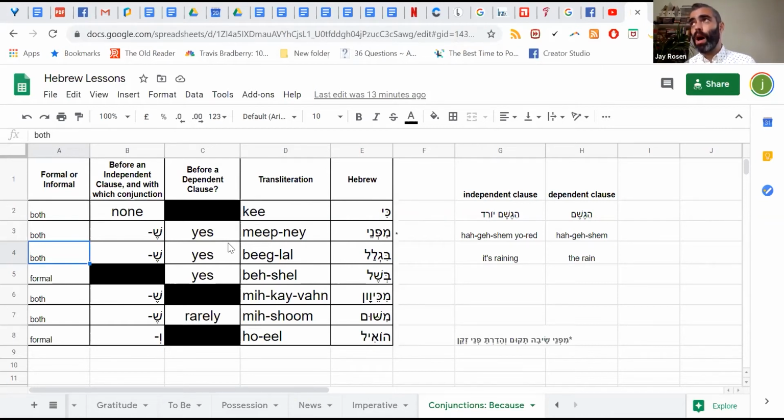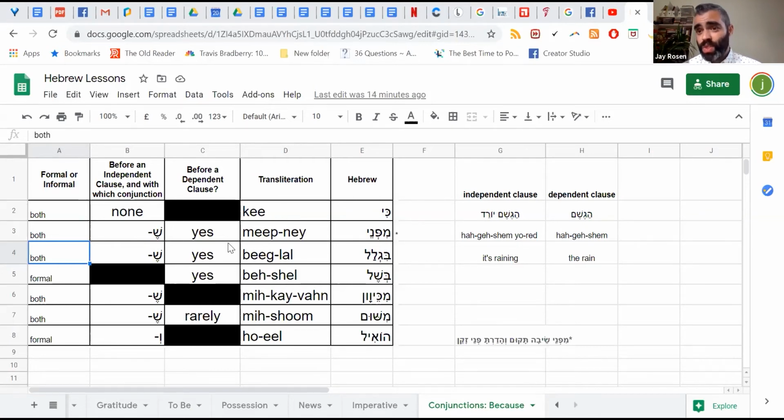Formal is anything business or someone of a different stature than you, usually higher. Informal is everyone else. Key can be used in both. If I'm trying to say something in a formal context or an informal context, key will always be there for me. Okay? Moving on to the next one. A lot of these, again, all of them mean "because." They're just used slightly differently from one to another.